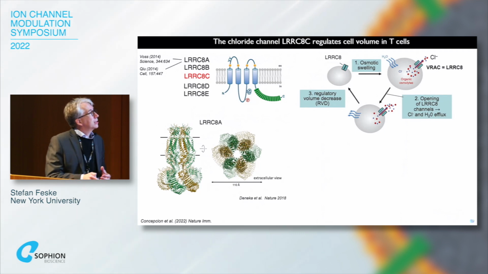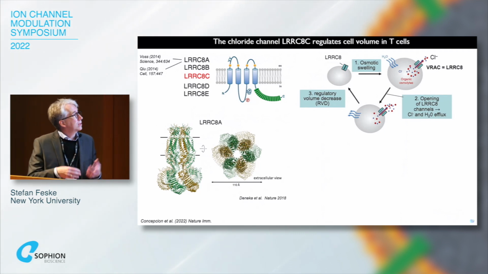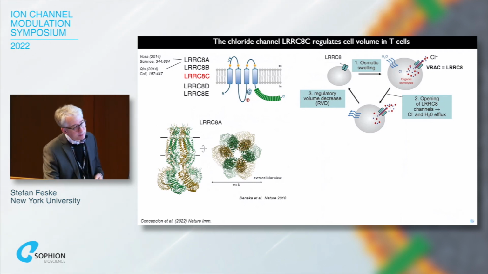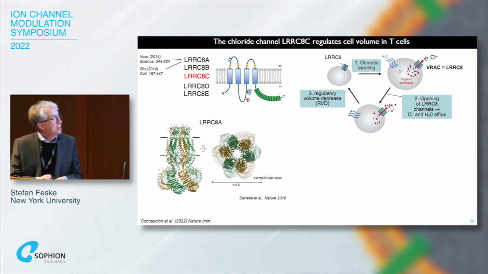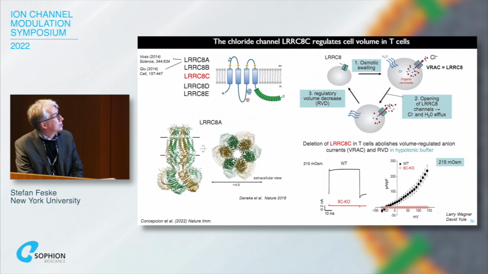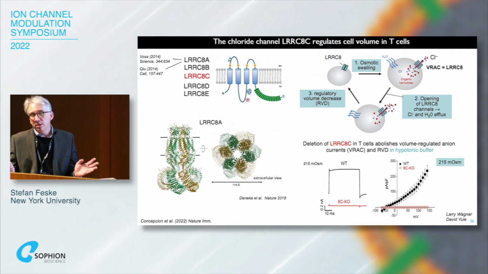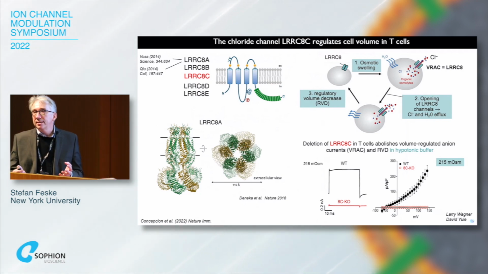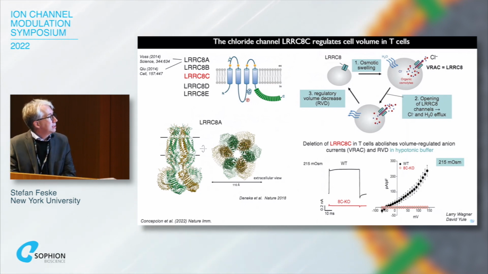And if you knock out LRRC8C in T cells, this regulated volume decrease, as it's called, regulatory volume decrease, is actually impaired. We can, in fact, measure this current directly in T cells by putting them in hypotonic buffer. This was done in collaboration with David Ewell in Rochester. You see a beautiful chloride current here in wild-type T cells, also here, which is completely abolished if you knock out LRRC8C.